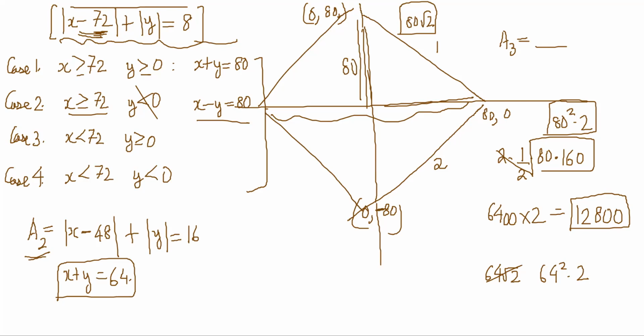wait 1 second. Oh wait, I think I've made a mistake here, in the graph. 1 second. X minus 72 plus y is equal to 8. This means if x is greater than 72, then that graph is that. Oh, okay. There is a slight error. This is like shifting the graph to the right side at 72, no? Yeah. The origin is at 72, 0, right?